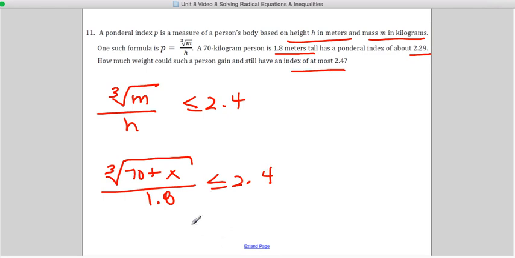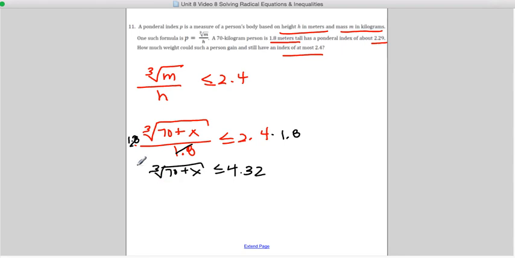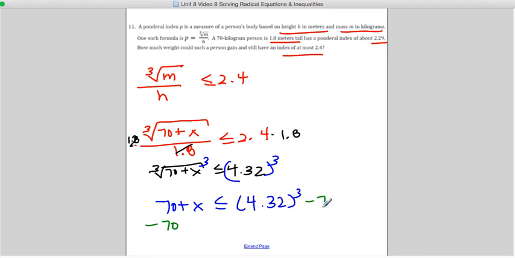So from here, I'm going to go ahead and solve. First thing I've got to do is get this by itself. So I'm going to multiply by 1.8 on both sides to get this to cancel. So I have the cubed root of 70 plus x is less than or equal to 2.4 times 1.8, which is 4.32. To get rid of a cubed root, I would cube both sides. And I'm just going to leave this because it gets to be a really long decimal. So I have 70 plus x is less than or equal to 4.32 cubed. Then I would subtract 70 from both sides.